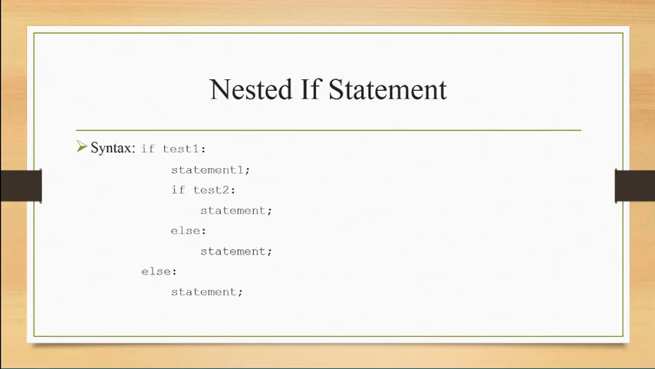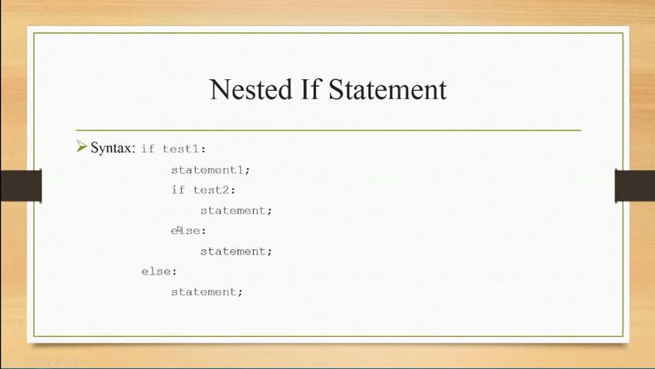Now, if statements can also be nested into another if statement. As you can see here, we have an if statement. If the condition for this statement is true, it will execute the block of statements. Then again, it will come to the next if. This if is nested in the first one. It will check for the next condition to be true. If it is true, it will go to its block. Otherwise, it will go to else.